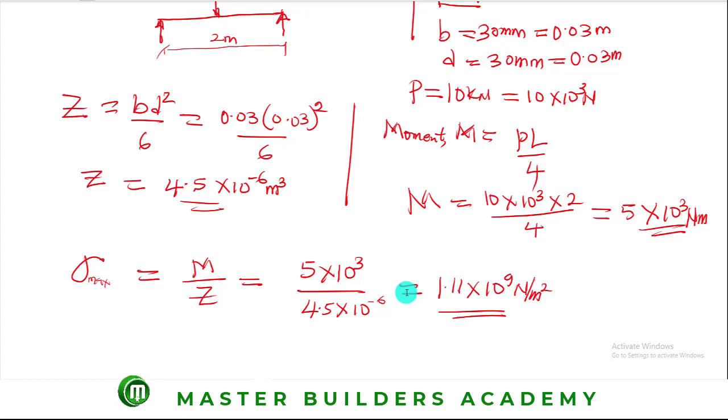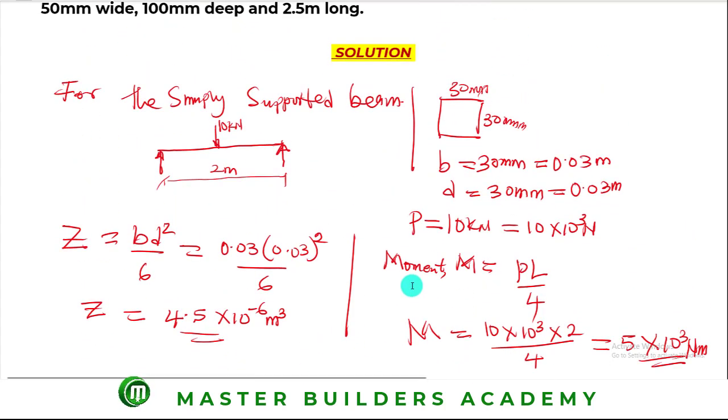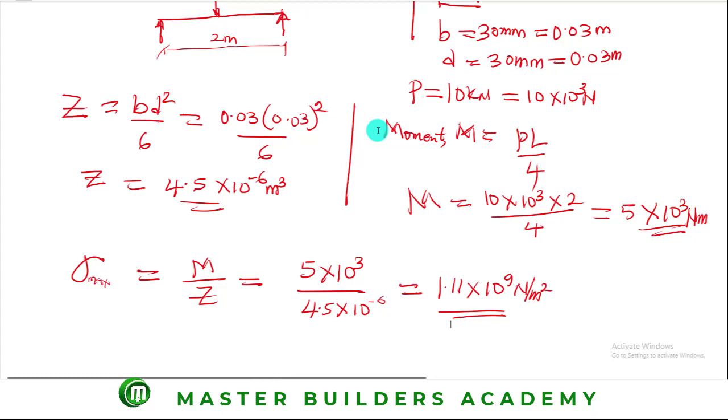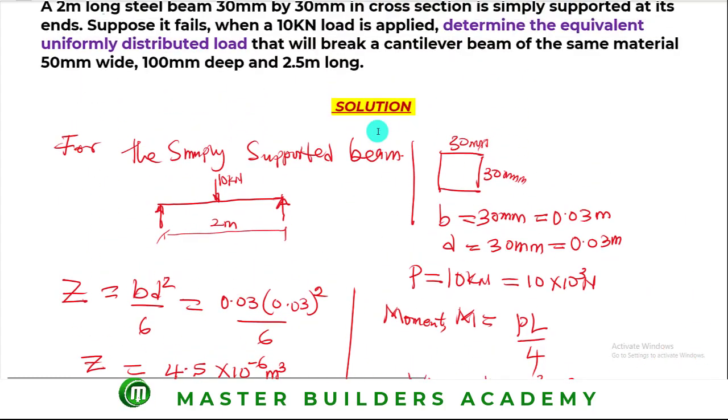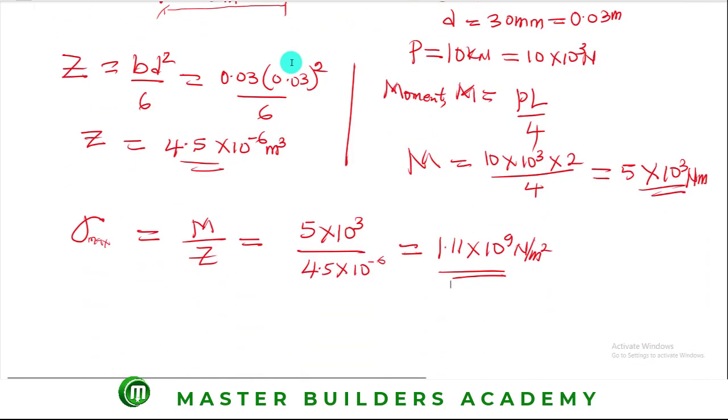Now, everything that we need to do as far as the simply supported beam is concerned, we have done it. The same procedure we went through in solving for the simply supported beam is the same procedure we are going to go through again now to solve for the cantilever. So we are going to take the cantilever. Remember that the cantilever also has its own properties. It has the section, depth, and width. It has the length. So let's quickly go down.